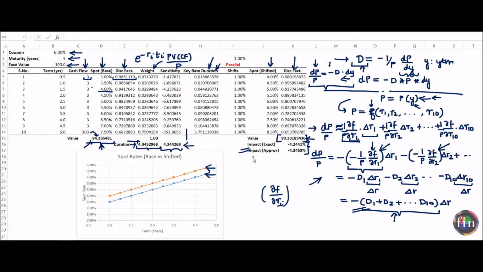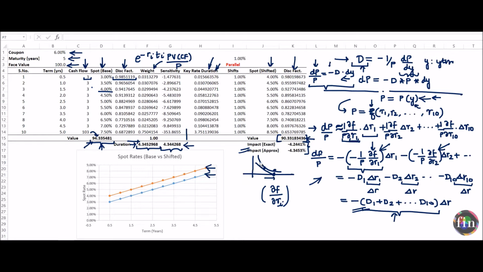Why is that so? See, the price versus yield I know is convex. If I stand here as my current, let's say current yield or the current rates, and if I were to shift the rates up, then the duration based impact would get you somewhere here, while the true impact is somewhere here. That means duration based is overestimating the impact. Now, all good till now.